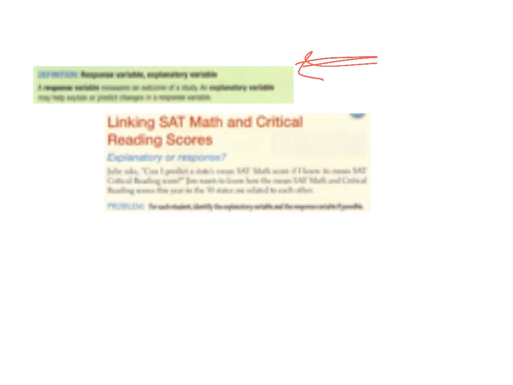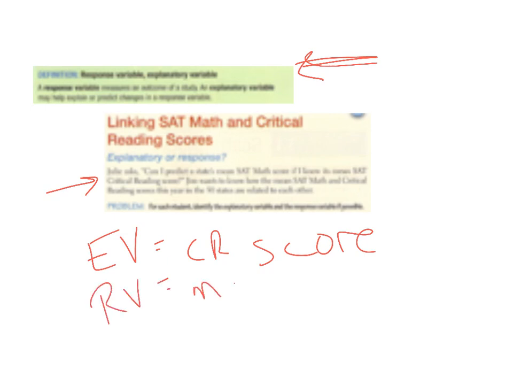So again, our explanatory variable is the one that causes the change, where the response variable is the one that is affected by it. With Julie, these are two separate scenarios here. Julie wants to know if she knows the reading score, can she predict the math score? So for Julie, the explanatory variable is the critical reading score, and her response variable is going to be the SAT math score.